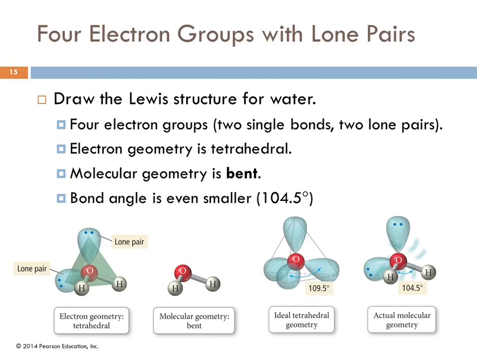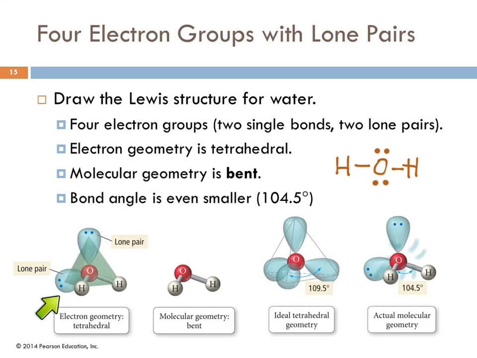Let's look at water. Water is just a crazy, crazy substance. So if we just draw the Lewis structure for water, we end up with this. And if you were just looking at that, you might think that water would be linear, right? 2 hydrogens bonded to an oxygen, it'll make a line. But it doesn't. There are 4 electron groups. There's 2 lone pairs and 2 single bonds.